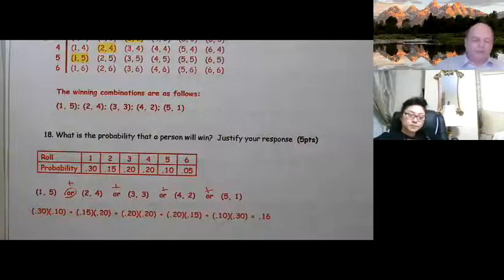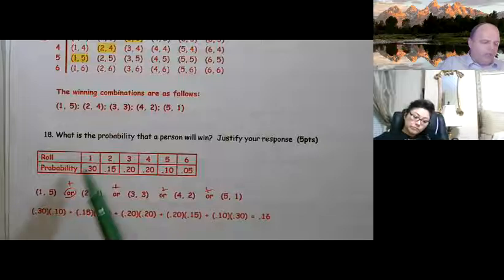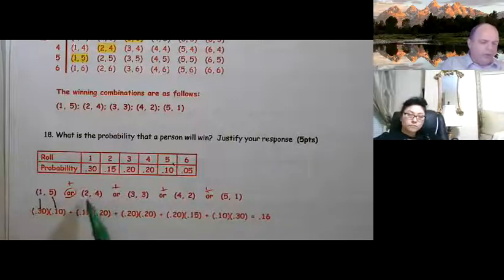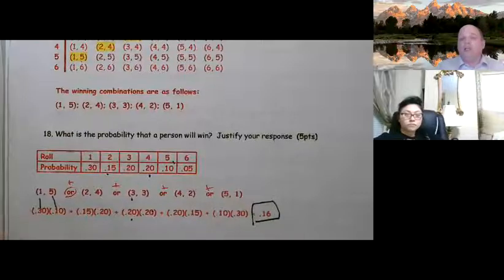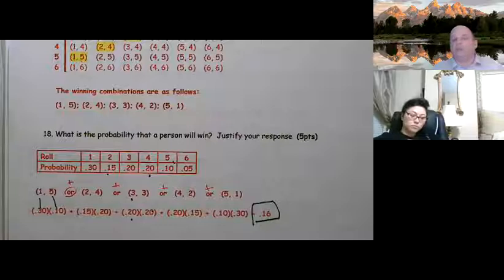All right? So the probability of getting a 1 on the first die is 0.3. The probability of a 5 is 0.1. And I do this all the way across. For the 2, I get a 0.15. For the 4, I get a 0.2. For the 3, I get a 0.2. And the 3, I get the 0.2, etc. All the way across, I sum them up. And the probability that I get a sum equal to 6 and win the game is 0.16. So there's about a 16% chance of winning.